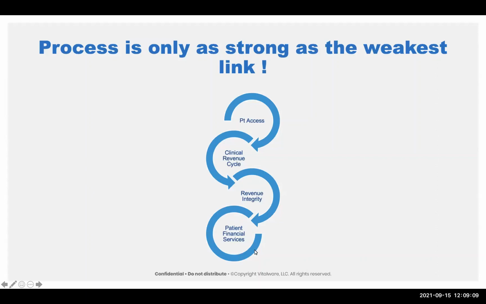In the past, the bottom rung was where we did all this stuff. It was like a black hole. Everyone said patient financial services has that, they'll fix it. I don't need to really own my charge capture. My documentation isn't up to par. I don't really need to own that because somebody's going to help me later.